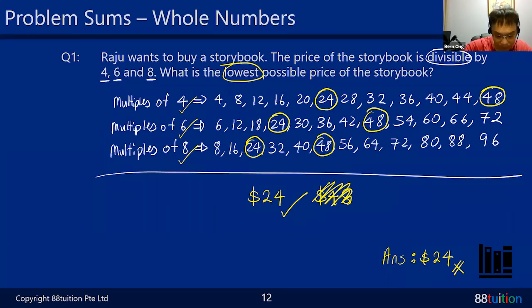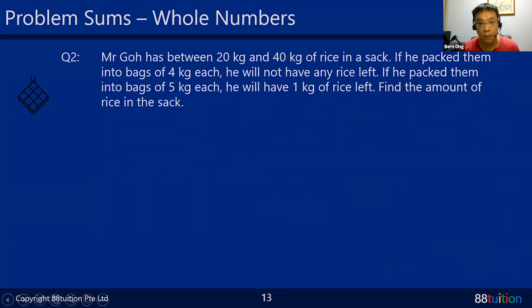Okay. Number 2, talking about Mr. Go. Mr. Go has between 20 kg and 40 kg of rice in a sack. So in a bag there is 20 to 40. Is it 20? I don't know. Is it 40? I don't know. Cannot be 20, cannot be 40. How come? Because the word means between. Be careful of this word between. You cannot have 20 kg, you cannot have 40 kg.